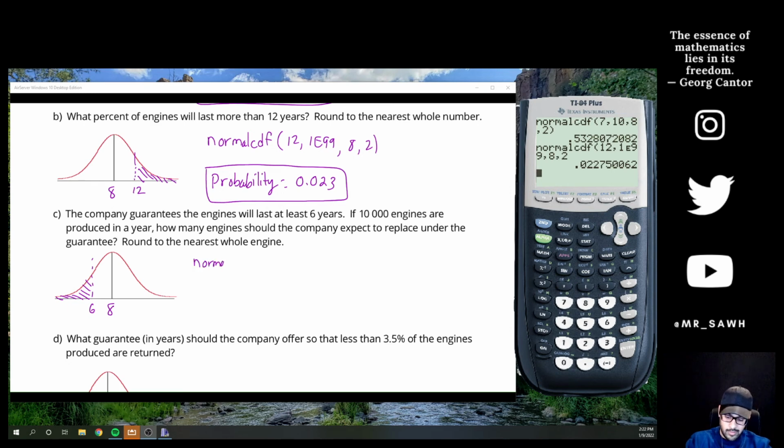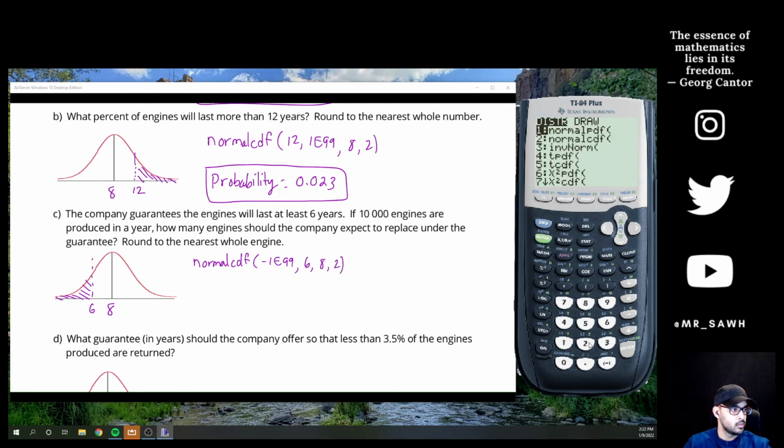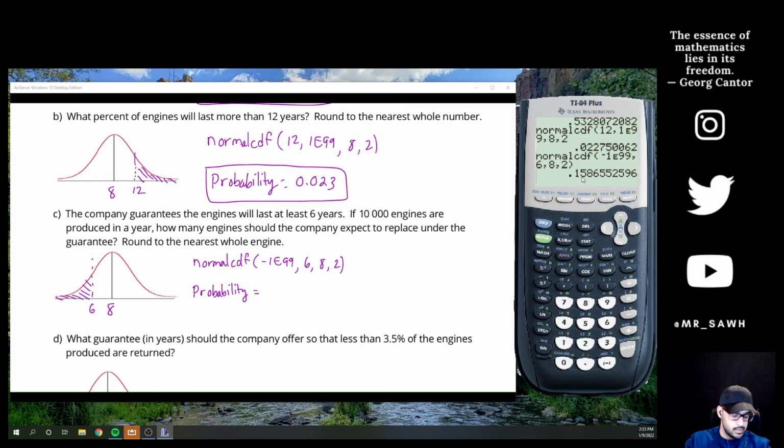Okay, so normal CDF one more time. Lower is negative infinity because it goes on to the left forever. Upper boundary is 6, average of 8, deviation of 2. Okay, so one more time. Throw all these numbers in. Okay, so there we go. The probability that a lawnmower lasts less than 6 years is about 16%. So 0.1587.